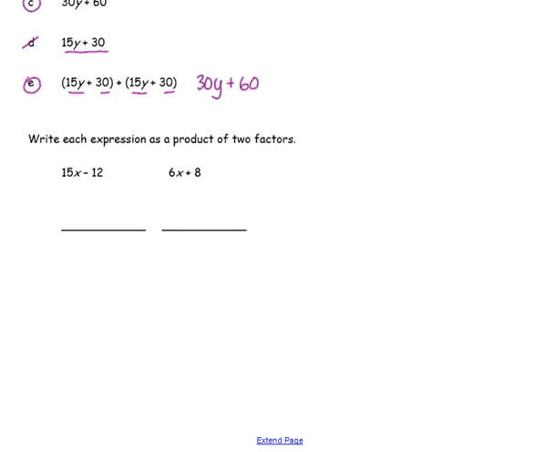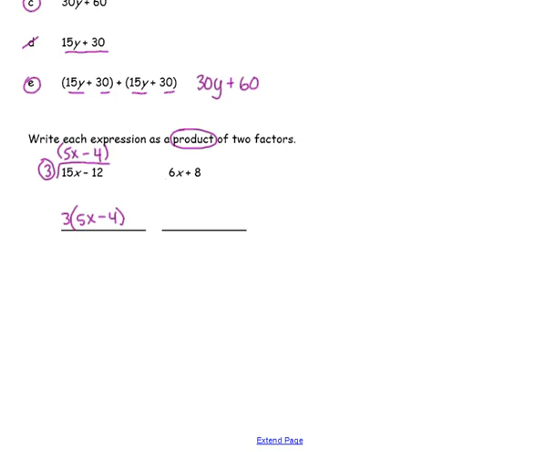Next, write each expression as a product of two factors. Here you want to divide by the greatest common factor. The greatest common factor of 15 and 12 is 3. 3 times 5x is 15x. Bring up the subtraction sign. And 3 times 4 is 12. So the product of two factors: this is one of the factors, and this quantity is the other factor. 3 times the quantity 5x minus 4 is equivalent to 15x minus 12.